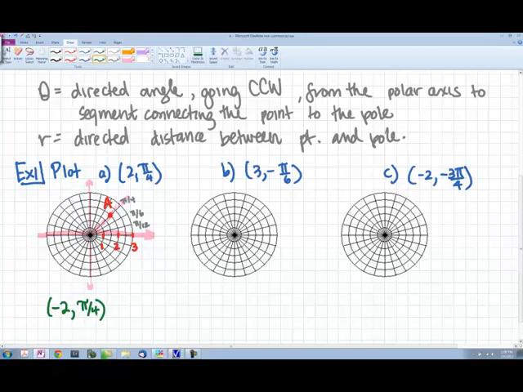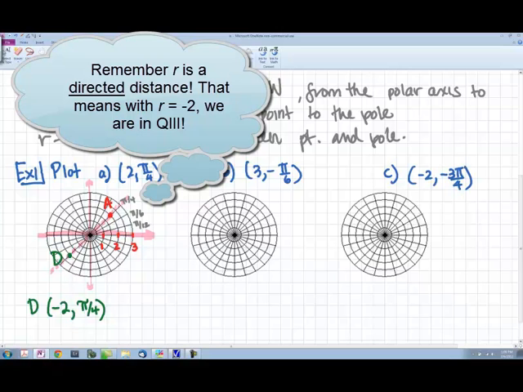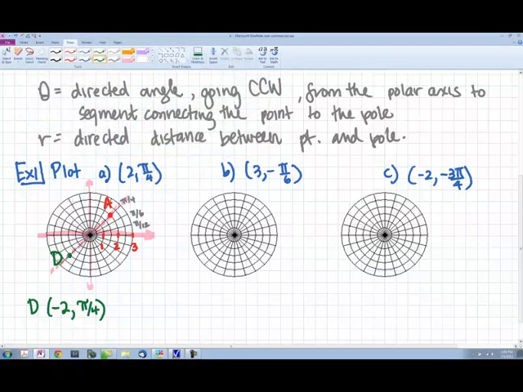Okay, remember what I said about directed distance. So the angle pi over 4 extends through over to the other side, but when you plot negative 2, pi over 4, you locate where pi over 4 is, and then you're going to go negative 2 from there. So you're going to go in the opposite direction. I'm going to call this point D. So just sort of a tip as to how to graph these. Always look for the angle first, and then if r is positive, you're going to go in that direction to the quadrant that contains that. If r is negative, you're going to go in the opposite direction into the quadrant behind the one that you're supposed to be in.